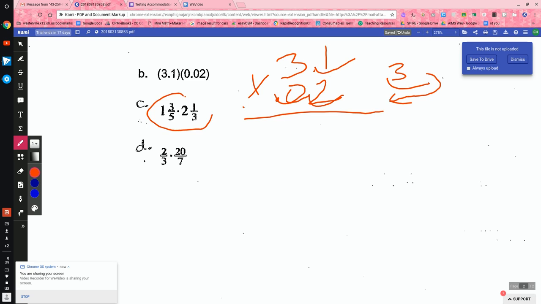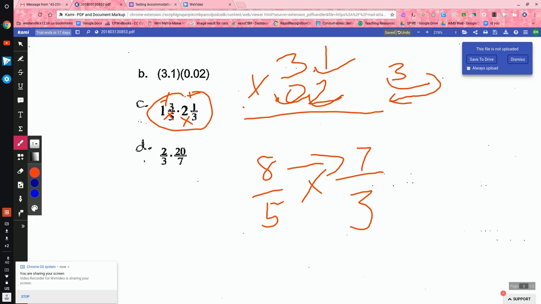Easiest way, again, when we're dealing with mixed numbers, keep that method we did: multiply by the whole number, add the top, keep the bottom. So 5 times 1 is 5, plus 3 is 8, so we have 8/5 times 3 times 2 is 6, plus 1 is 7/3. And again, we're just multiplying straight across. Make sure that you simplify.